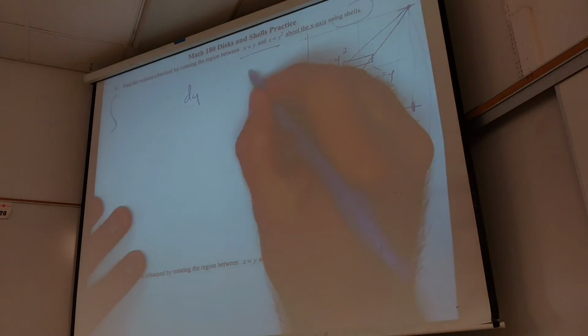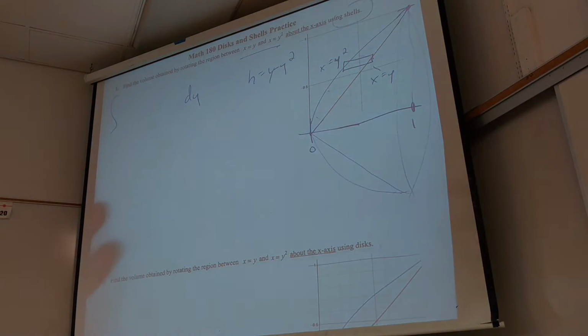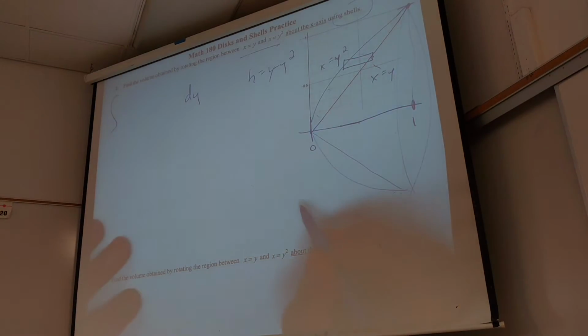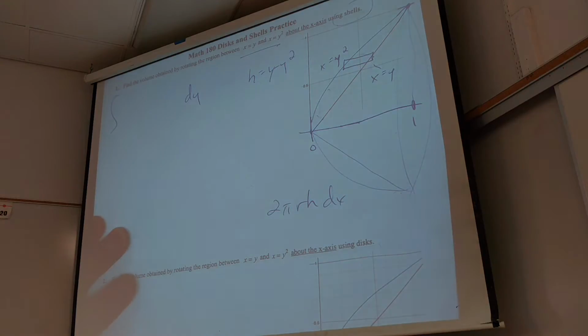So the height of this rectangle will be what? Y minus y squared. I like it. So what else do I need? In fact, what form am I using for shells? What's the formula behind it? 2 pi r h, and then the thickness, which is dx or dy, right?